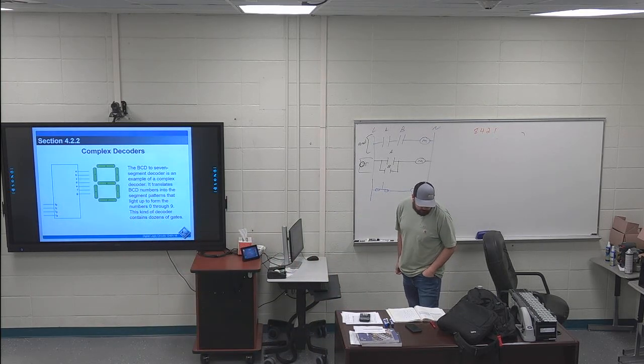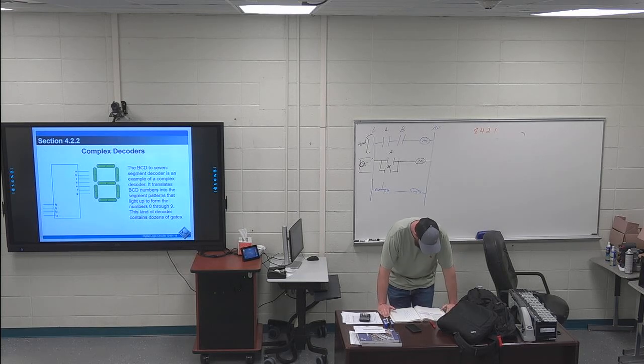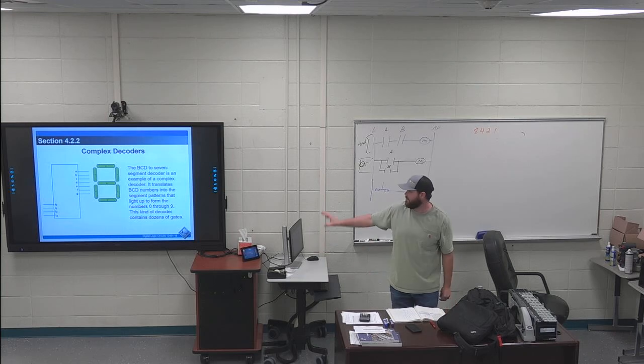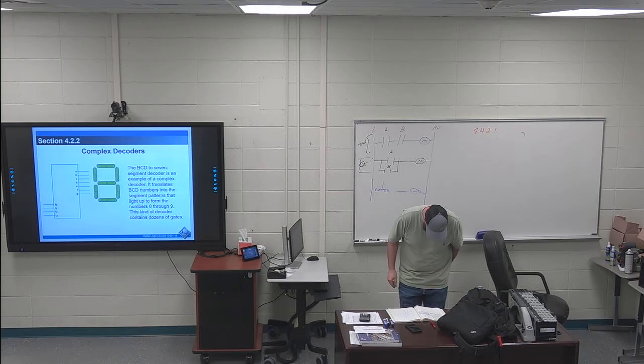Complex decoder, 4.2.2. The first two sentences are what you want to key in on. Sometimes a more sophisticated decoder is needed. Many machines have numeric displays that use 7-segment LEDs. That's where I got into this. That is a 7-segment LCD. Right? 4, 5, 6, 7. 7-segment LCD. The rest of the paragraph is also highlighted.